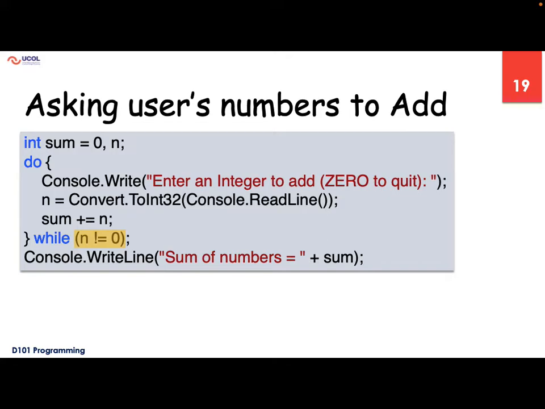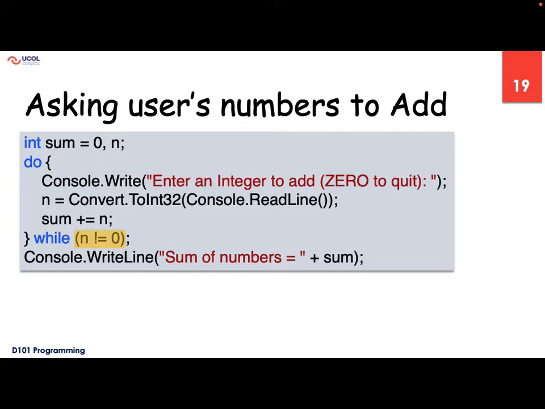Int sum is equal to 0, and then we also declare the value n without any initial value. Console.Write: enter a value to add or 0 to quit. So we are giving a proper message to the user about what it needs to do. It can give a value which is not 0, or it can give a 0 to quit that particular program, or that loop actually.